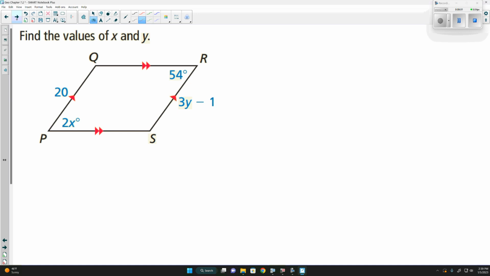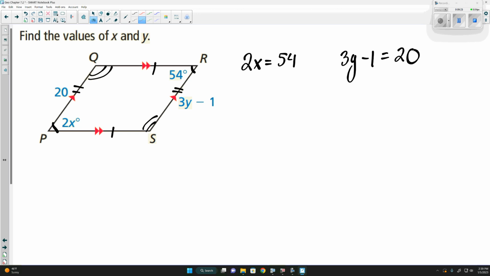So again, we want to find the value of x and y. Since this is a parallelogram, it means the opposite sides are congruent and the opposite angles are congruent. So that tells us that 2x is equal to 54 and 3y minus 1 is equal to 20.